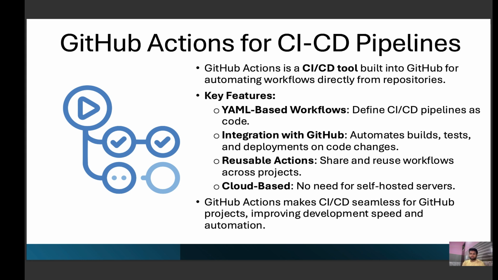It is cloud based, so there is no need for a self-hosted server. With Jenkins, you need to go ahead and install it on your local machine or in the AWS cloud, or on an on-premises server. But GitHub Actions does not need to be self-hosted. It is automatically aligned with GitHub, and it comes free with GitHub as well. So GitHub Actions makes CI/CD seamless for GitHub projects, improving development speed and automation.